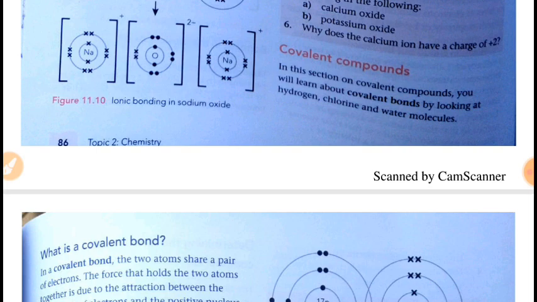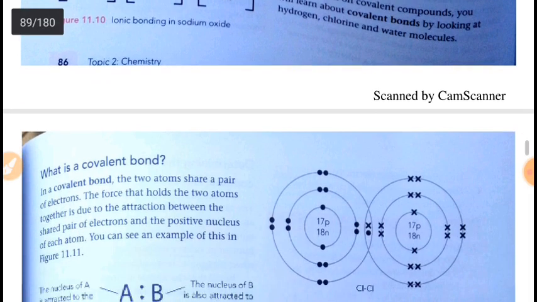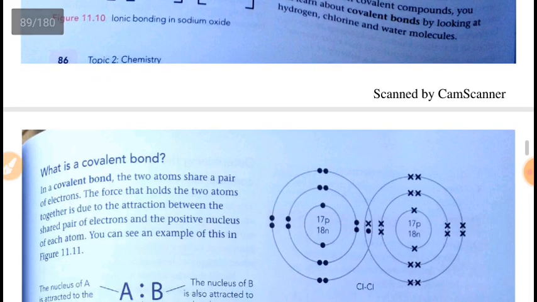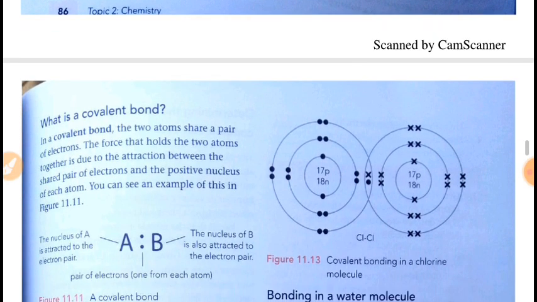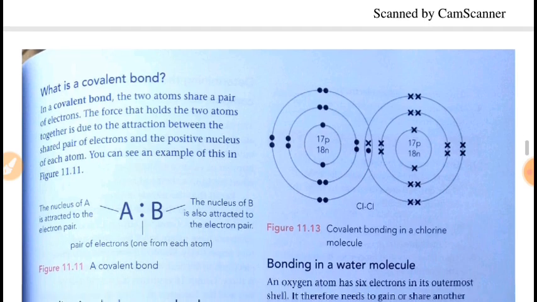But today we are going to be looking at covalent bonds, which are not formed through the transfer of electrons but rather through the sharing of electrons. So in a covalent bond, the two atoms share a pair of electrons. The force that holds the two atoms together is due to the attraction between the shared pair of electrons and the positive nucleus of each atom.